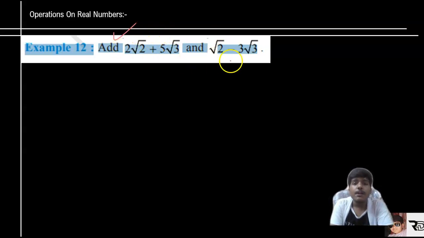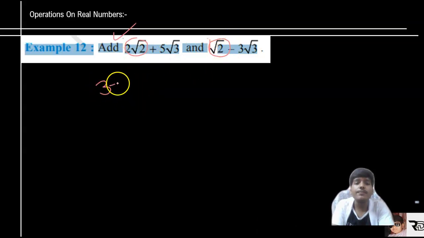So for this part, I don't need to put a bracket. So this becomes directly 2 root 2. Now I'll find what is common. This 2 root 2 and root 2 have root 2 in common. Now root 2 has nothing in front of it, that means it is 1. And since it is addition, I'll do 2 plus 1 gives me 3. So this becomes 3 root 2 plus.